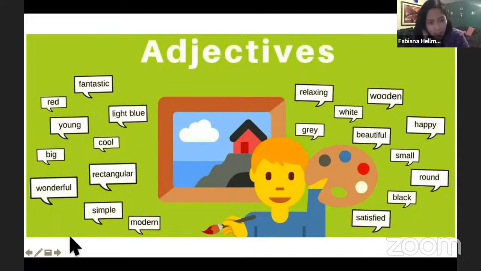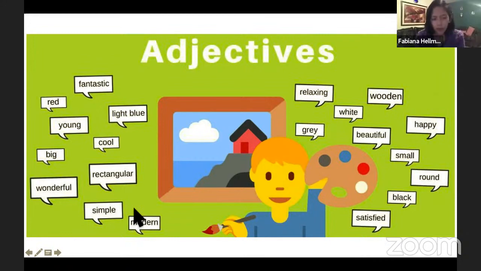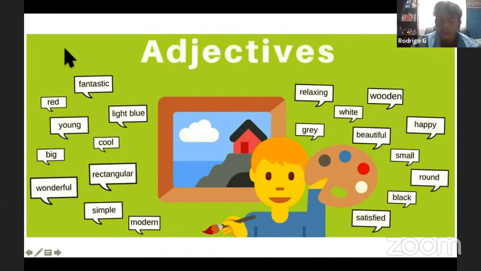Fantastic, red, light blue, young, cool, big, wonderful, rectangular, simple, and modern. Great. Rectangular. Excellent. Okay, next one, Rodrigo, please, on the right. Relaxing, wooden, white, gray, beautiful, happy, small, round, black, satisfied.